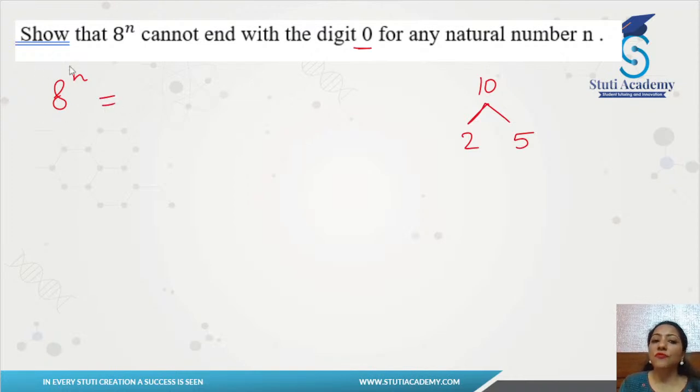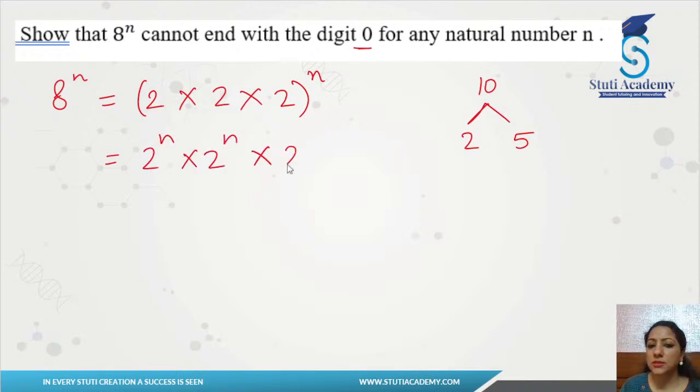So let us now prime factorize this. We can write this 8 as 2 into 2 into 2 raised to the power n, and this can be written as 2 raised n into 2 raised n into 2 raised n. So we can write this as 2 raised to the power 3n also. Now please notice it is very clear that we have 2 as a factor of 8 raised n, but we don't have 5. 5 is not there. So 8 raised to the power n will not have 10 as a factor.